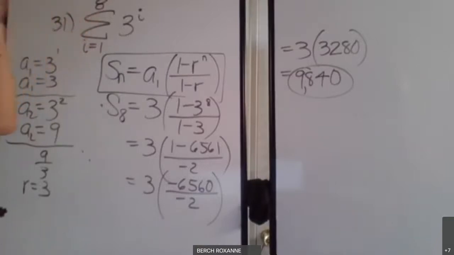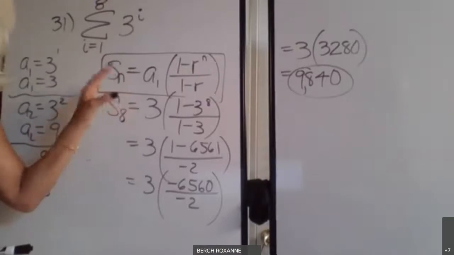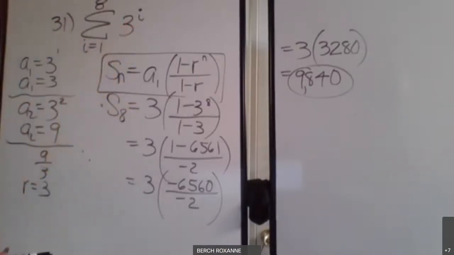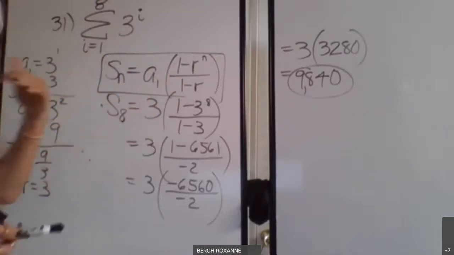So when you have summation notation, just remember that when you write down the formula, what do you need? You need the first term. Well, go find it. Put a 1 in. You need the common ratio. Well, how do you find it? You have to divide successive terms, right?